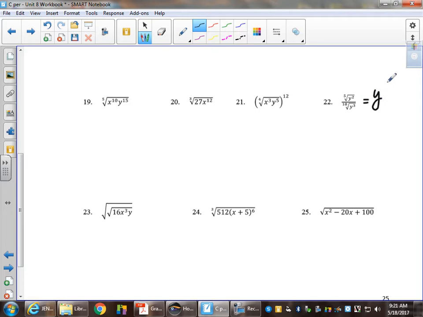Y to what power? Power goes in the numerator. 2/5. Power, root. This is y to the 3/10. Quotient property, we need to subtract. What are we going to subtract?